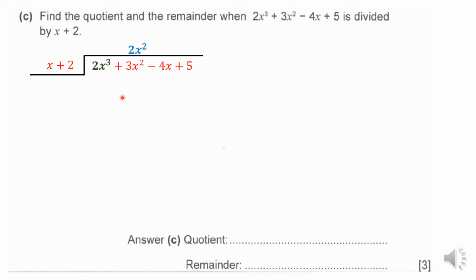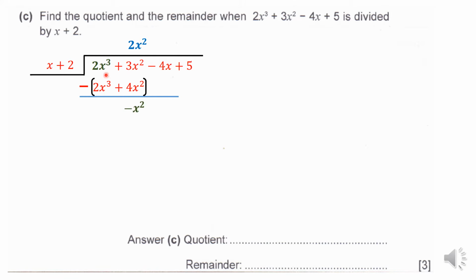So first of all, x goes into 2x cubed, that leaves you 2x squared. Then you multiply 2x squared by each term: 2x squared times x gives you 2x cubed, and 2x squared times 2 gives you the 4x squared here. Draw your line. I like to put them in brackets because you're going to subtract. Now you're subtracting this. Now you have 3 minus 4, that is negative.